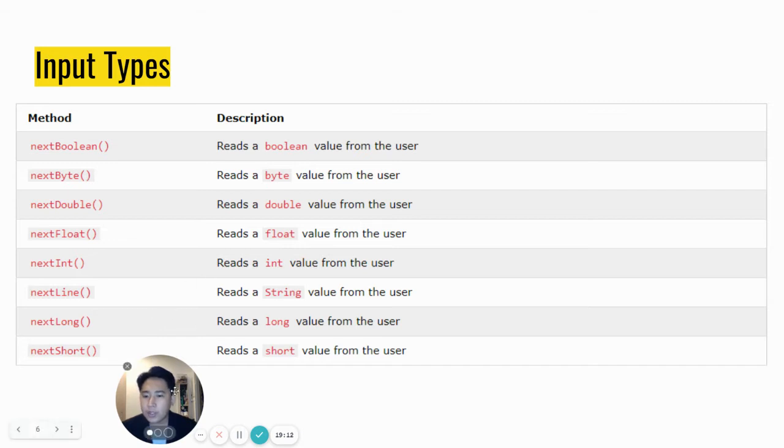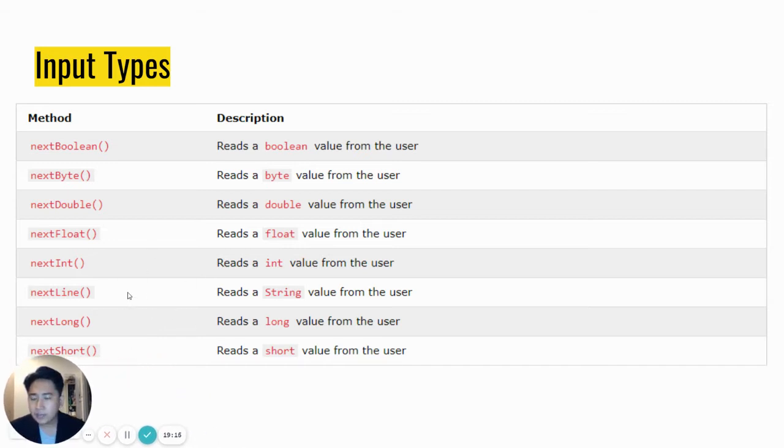Okay. So what you're going to remember here, guys, is that commonly what we're going to use in our programs will be int, double, and string. So you just have to remember, if double, it should be nextDouble. If int, it should be nextInt. And if it's string, it should be nextLine. Okay? So those are the different methods, guys, that you can use in Java programming using the Scanner class.